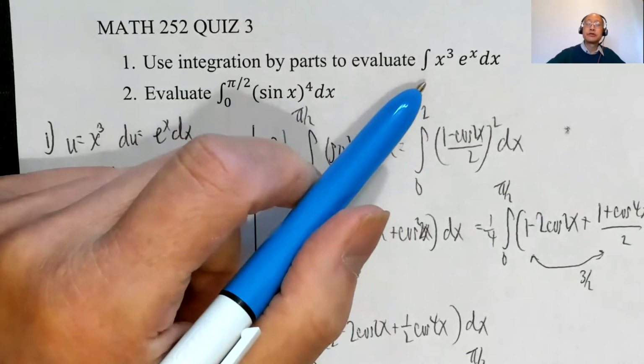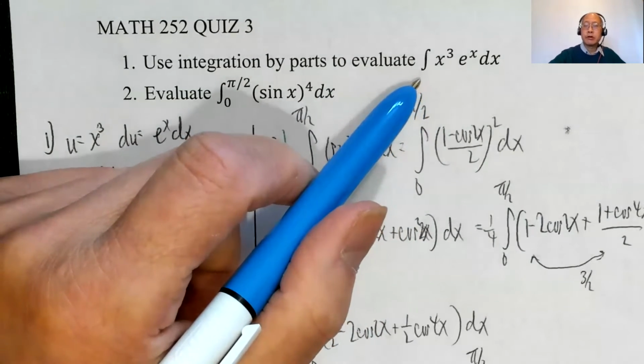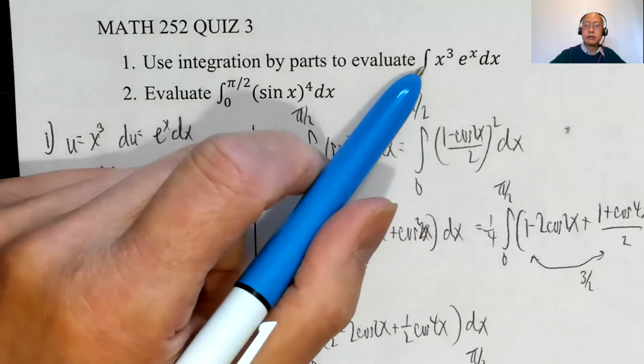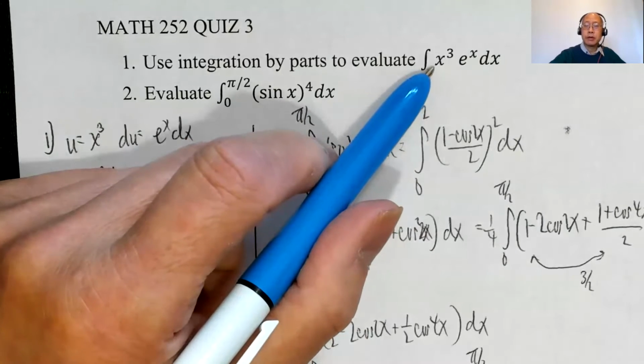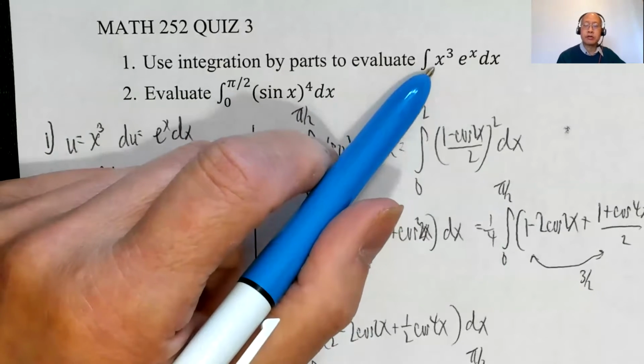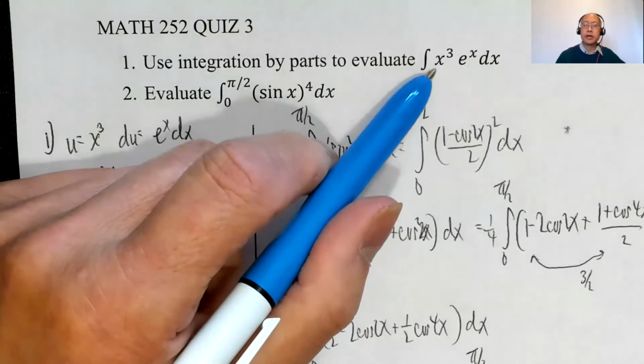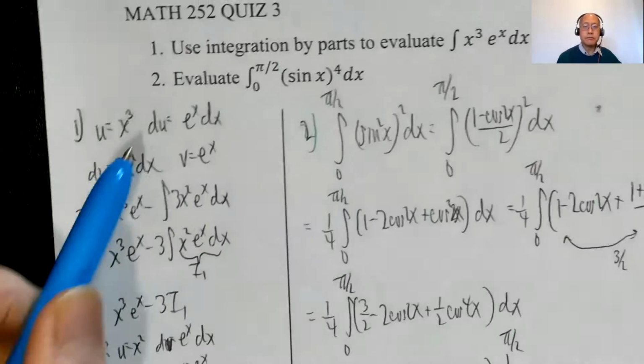You have to integrate by parts 3 times. Each time you integrate by parts once, it knocks down the exponent of the polynomial by 1. So x cubed will go down to x squared. Do it again, you get x. Do it again, you finally just get e to the x.